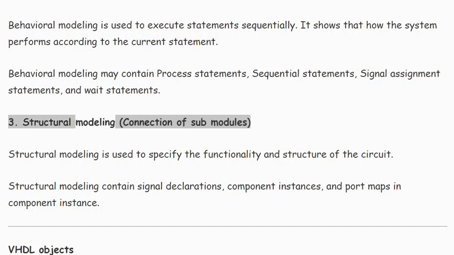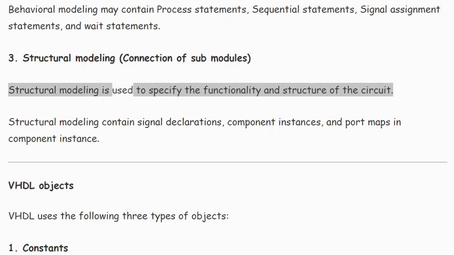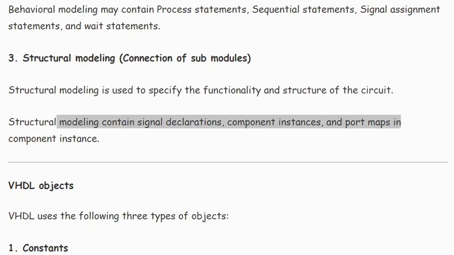3. Structural modeling, connection of submodules. Structural modeling is used to specify the functionality and structure of the circuit. Structural modeling contains signal declarations, component instances, and port maps in component instances.